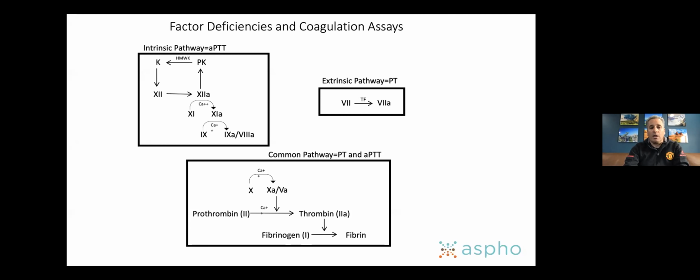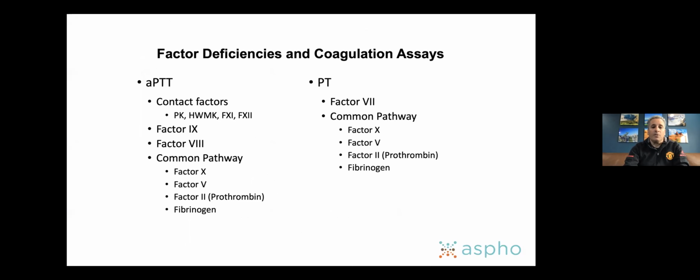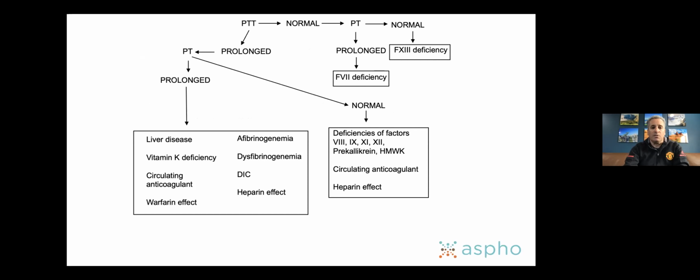And so this is kind of where the things break down in terms of the PTT, the intrinsic pathway and the common pathway, the PT, the extrinsic and the common pathway. And so the deficiencies, I'll skip this just to get to this figure. So if you're worried about somebody with bleeding, if they have a normal PT and a normal PTT, and they have a bleeding issue, they still can have factor 13 deficiency. If they have a normal PTT and a prolonged PT, now you've really isolated it down to factor 7 deficiency.